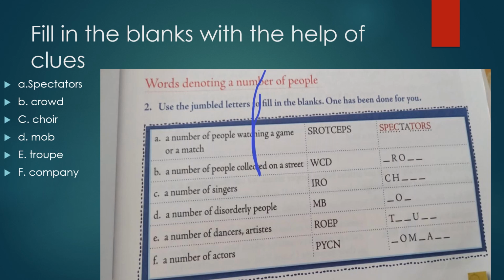So our next and last is a number of actors. A number of actors, company. The jumbled letters are PYCN, COMPANY, company.